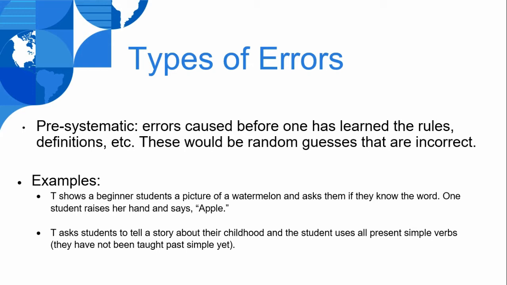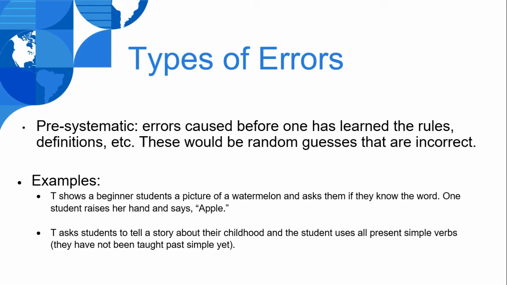These are errors that are caused before one has learned the rules of a grammar point, learned the definition of a word, or even learned really the pronunciation of a word. These would be random guesses that are incorrect. So, for example, a teacher might show a beginning student a picture of a watermelon, ask them if they know the word. A student raises her hand and says apple. Okay, that's a pre-systematic error because they've never been taught the word watermelon before. They don't know the word, and so they're taking a guess using a word that they do know.